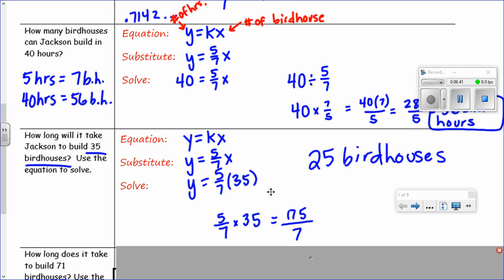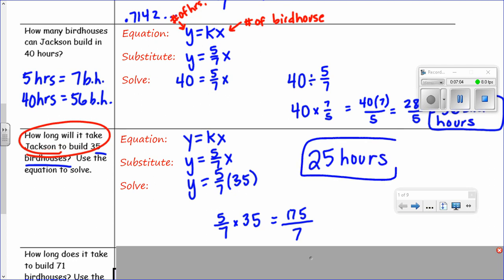Again, that sounds, or I'm sorry, my goodness, I might have to edit some of this. I don't want to confuse you guys. That was the hours. It said how long will it take? Okay, well, I goofed up, but hopefully you were paying attention here. It says how long will it take? That's why we plugged in 35 for the birdhouses, and that will take us 25 hours.